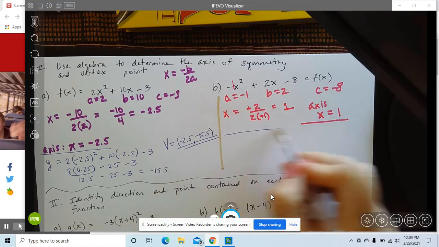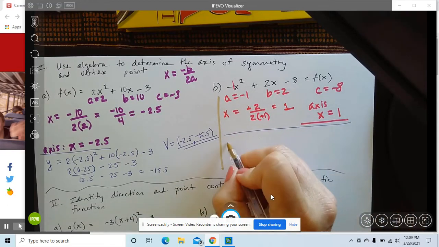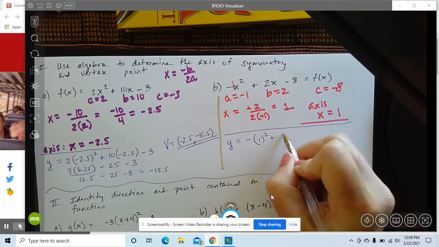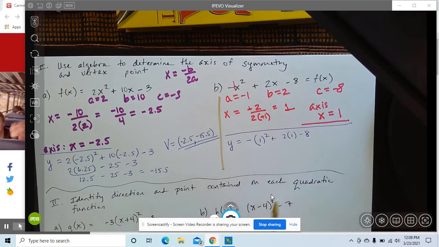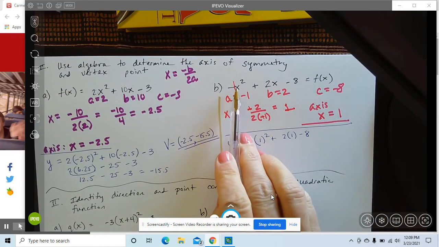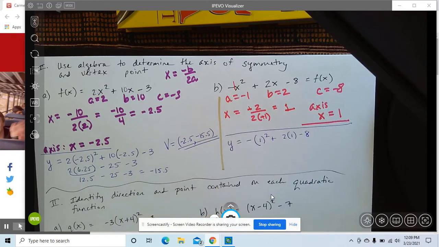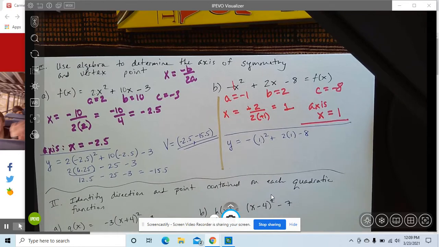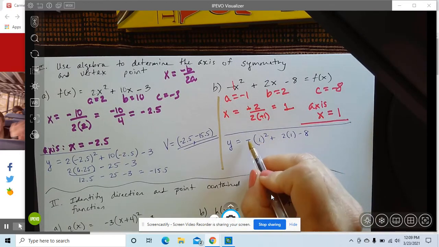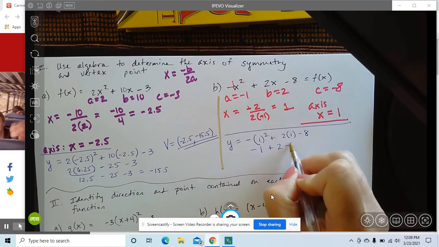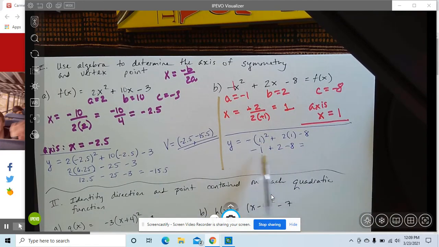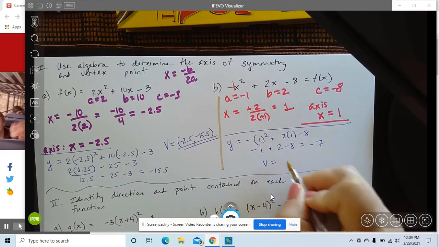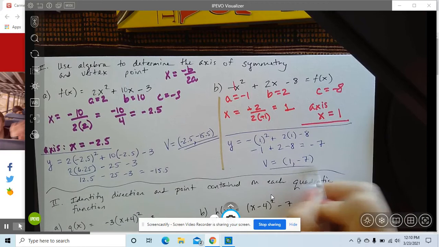Now we're going to find the vertex. Substitute to get y. y equals negative x squared plus 2 times x minus 8. Please notice that the negative was on the x, but there wasn't a parenthesis to say include it with the x. So it just sits outside. We're going to square that x and then put the negative back on. So this 1 times 1 is 1, but there's a negative that goes on top of it. Cleaning up left to right, negative 1 plus 2 is 1, minus 8 is negative 7. So the vertex is at 1, negative 7.